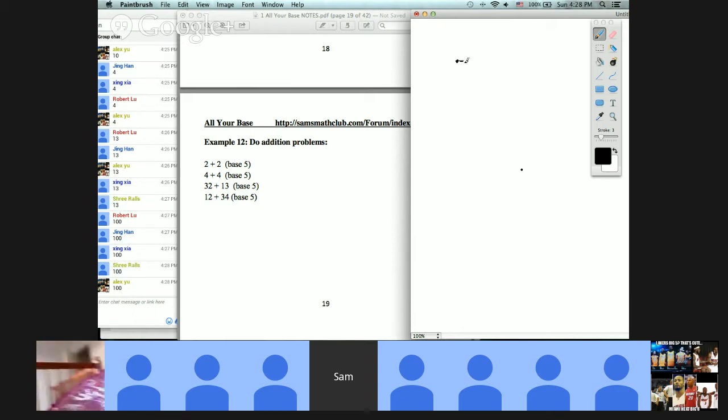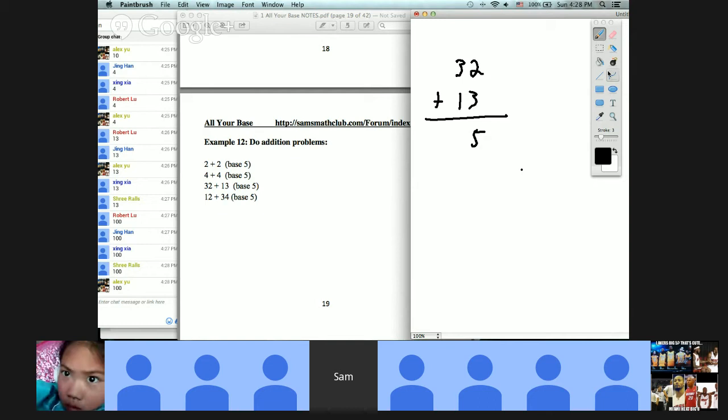So let's just write it out. 32 plus 13. We start from the front, the ones digit. 3 plus 2 equals 5. But we're in base 5, so we can't have a 5. So we'll just erase that 5, and that 5 carries up here. Since it carries, this becomes 0.